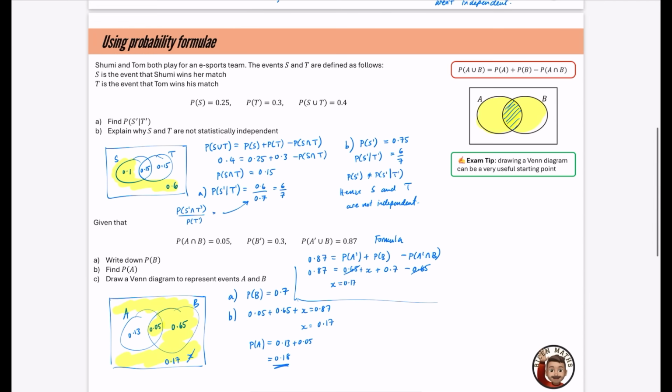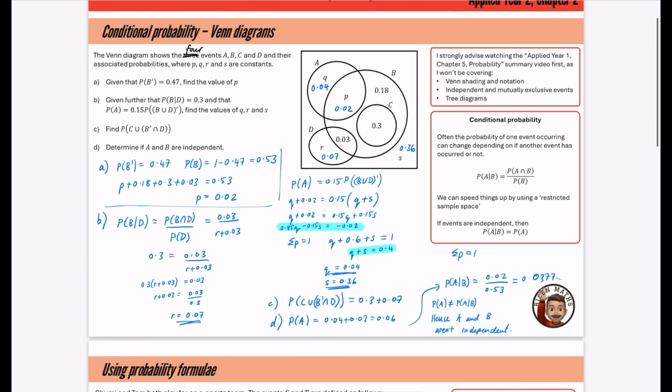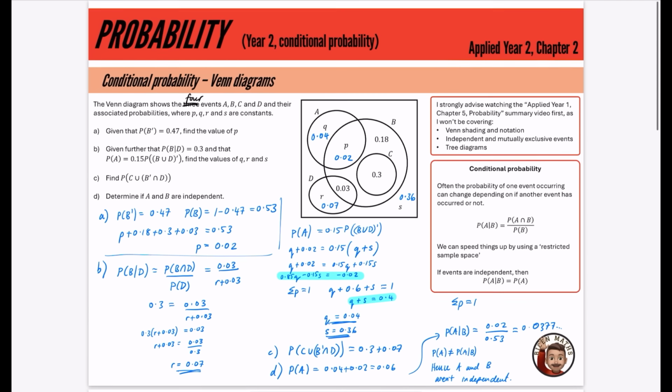So probability is going to pop up in other areas. It's not always going to be questions like this. Probability is obviously a lot more of an idea in statistics, where it can be applied in other things to do with binomial distribution, normal distribution, which comes up later in probability year 2, in statistics year 2 as well.